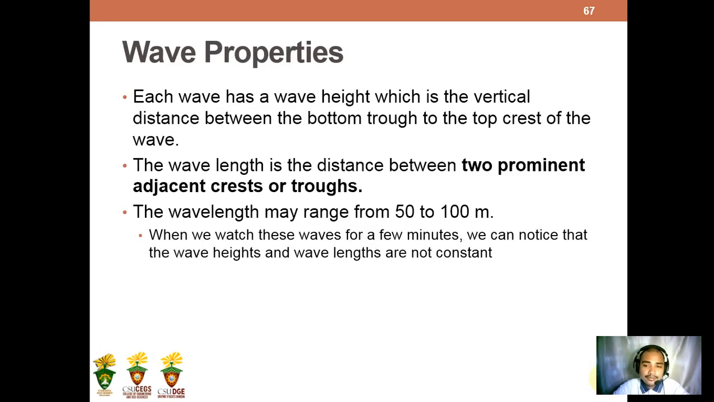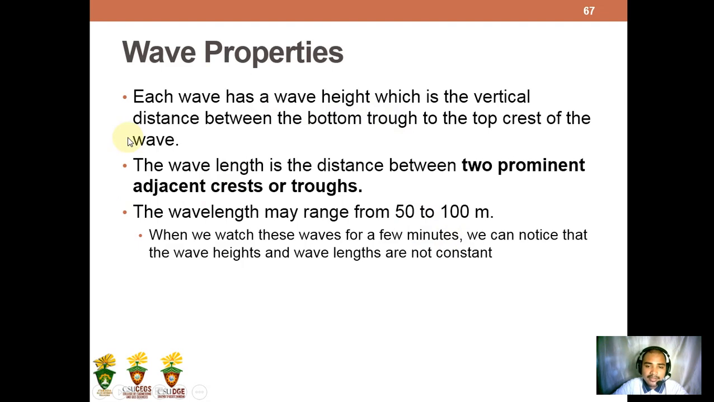So we're going to discuss now the wave properties. It's written here that each wave has a wave height, which is the vertical distance between the bottom trough and the top crest of the wave. Imagine a wave: the top portion is what we call the crest, and the bottom part is the trough.